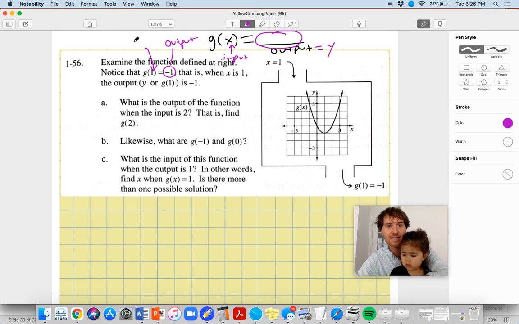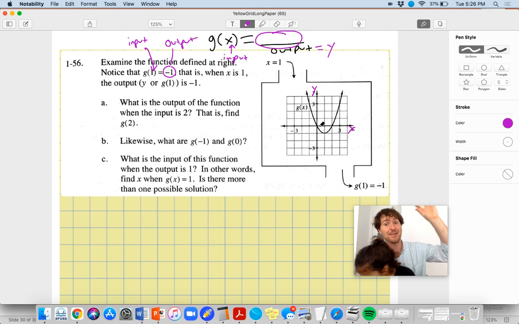So we have here, negative 1 is our output, and what goes inside the function g is our input. Input is 1, or x value. So here, let's look at the graph real quick. I got my x-axis here. I got my y-axis here. My y-axis is technically my g of x axis, right? My output axis.